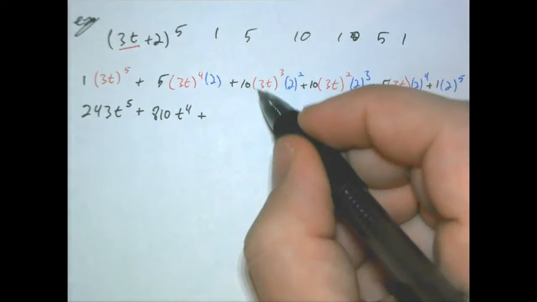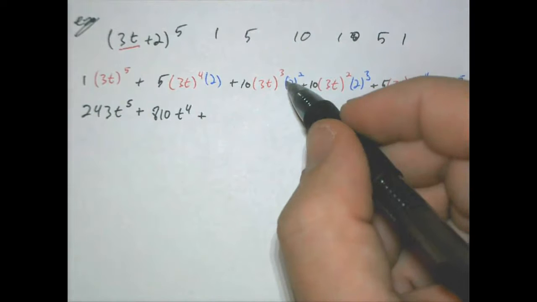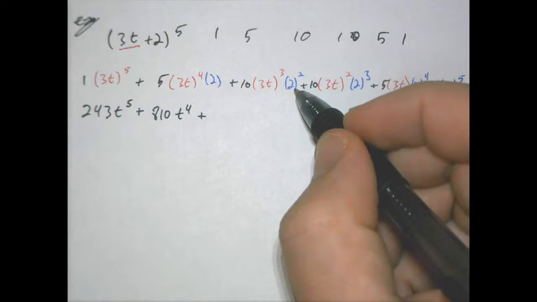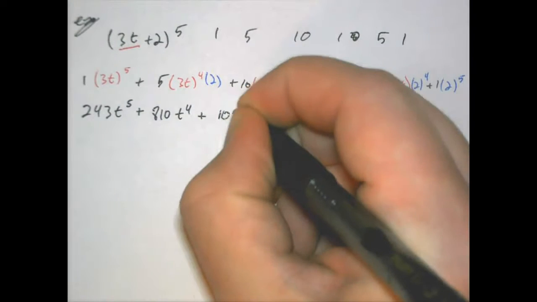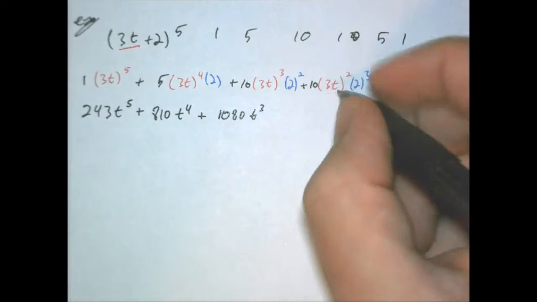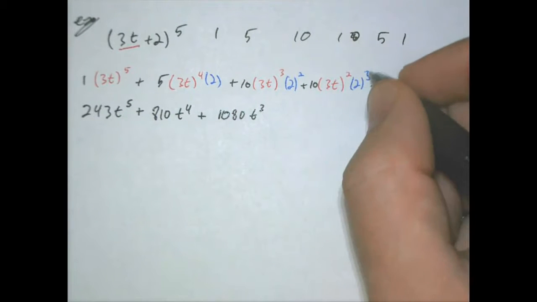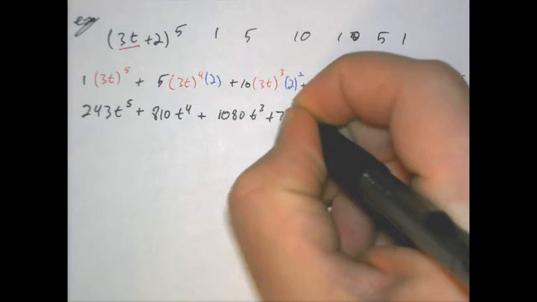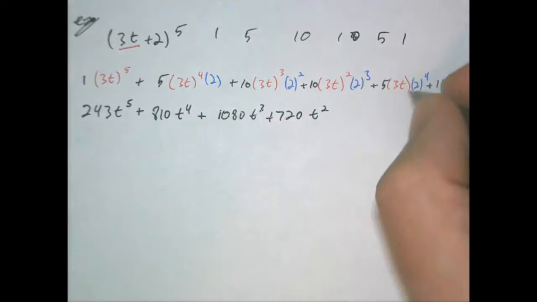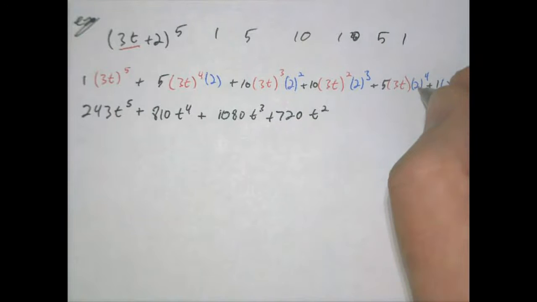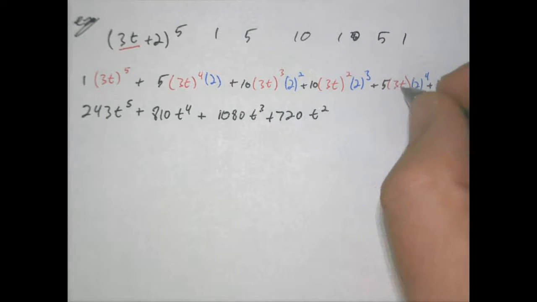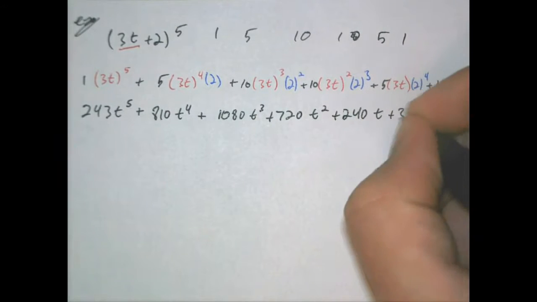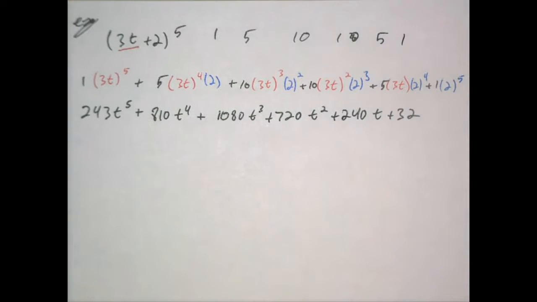Now I have 10 times 3 cubed times 2 squared. So 3 cubed is 27, so I have 27 times 4 times 10. So that will be 1080t to the 3rd plus 10 times 3 squared times 2 to the 3rd. So 9 times 8 times 10 should be 720. Plus 5 times 3 times 2 to the 4th. Well, 2 to the 4th, what is that? 16. So 80 times 3 is 240. And then 2 to the 5th is 32. And there would be your binomial expanded.